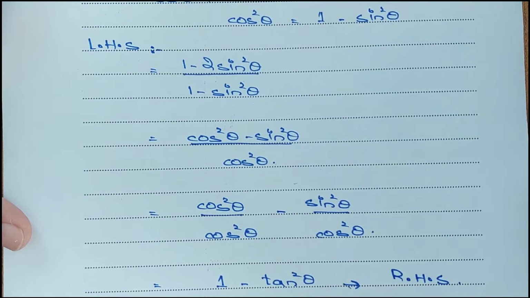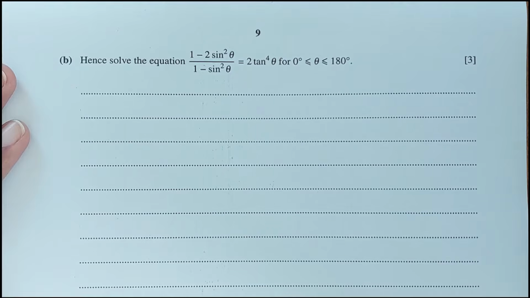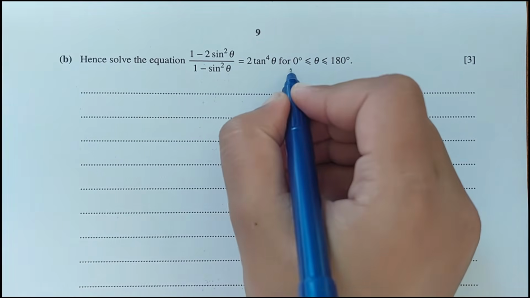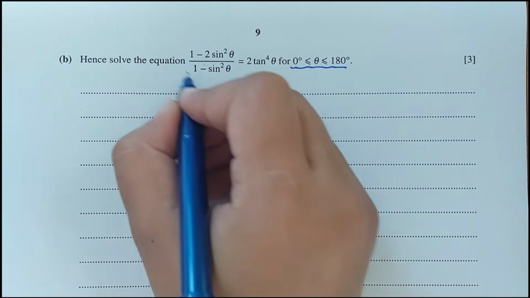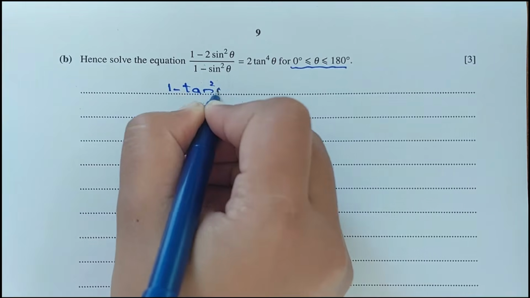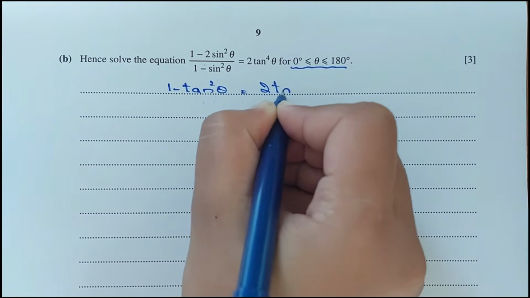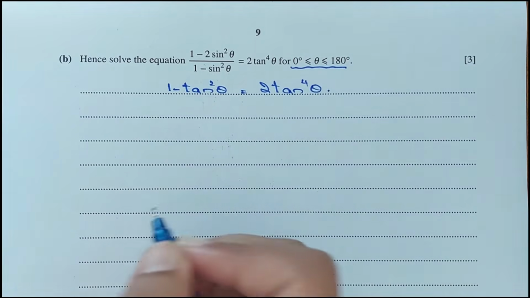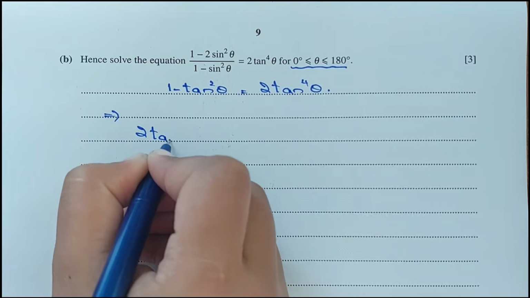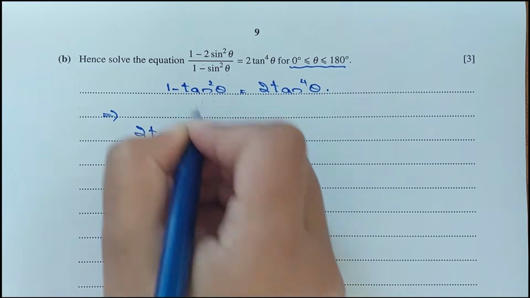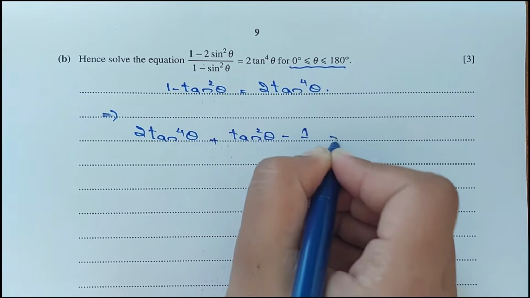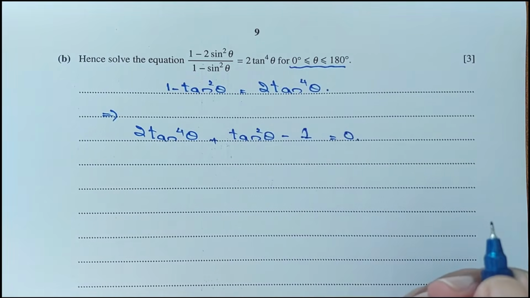Hence proved. Now for part B, hence solve this equation: 1 minus tan square theta would be equal to 2 tan power 4 theta, for theta between 0 to 180 degrees. So this whole thing is equal to 1 minus tan square theta, put it equal to 2 tan power 4 theta, right? If I simplify this, we have 2 tan power 4 theta plus tan square theta minus 1 equal to 0, right?